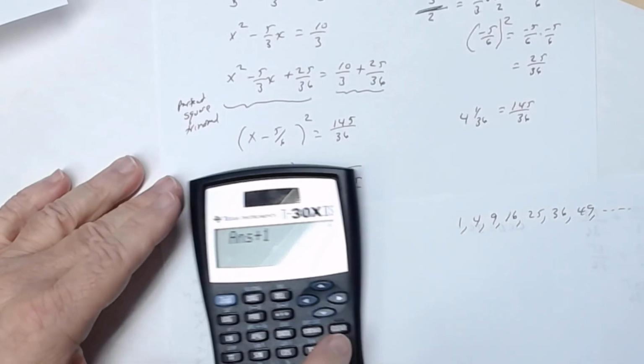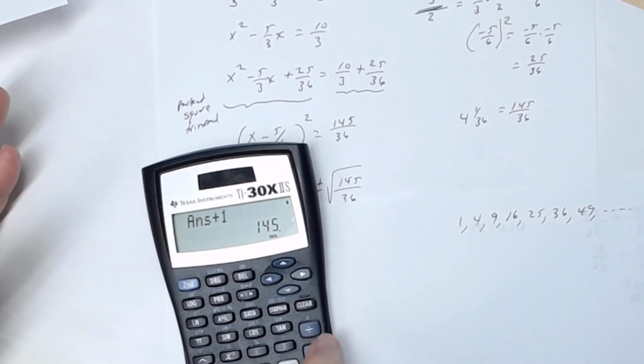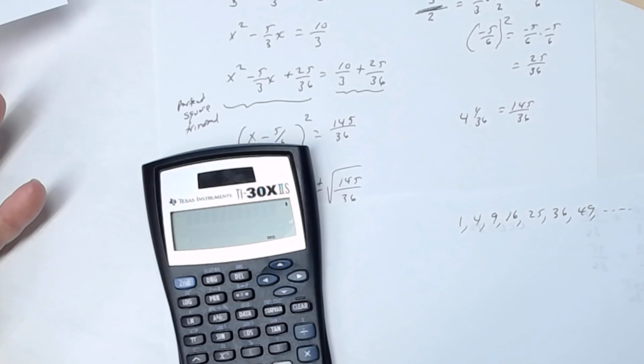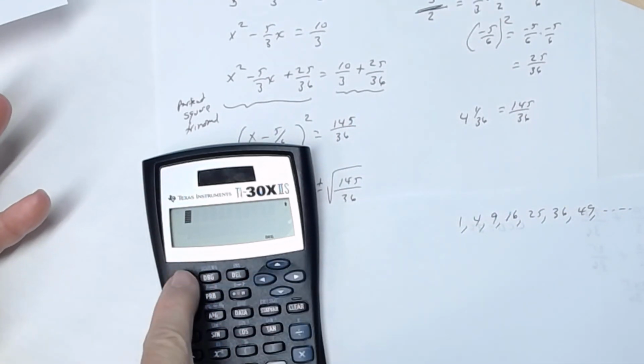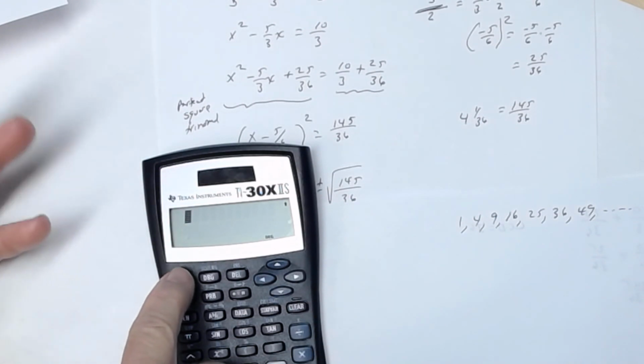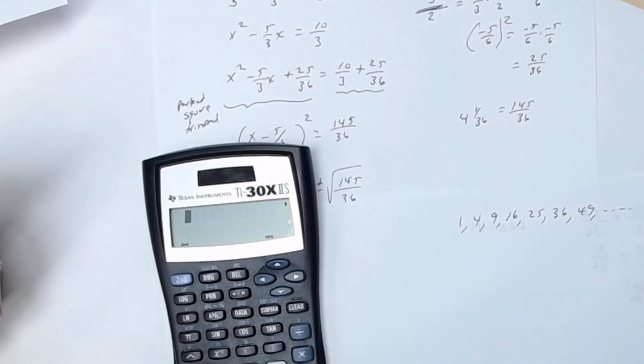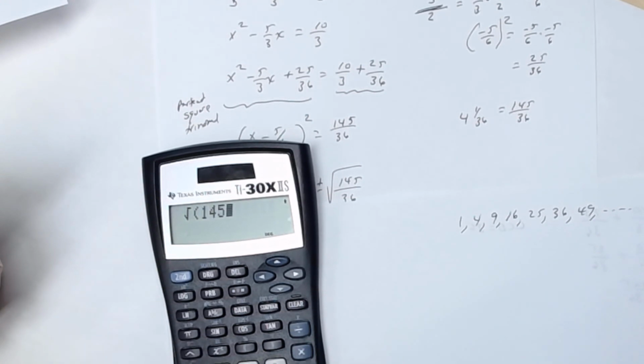145, well, first of all, is 145 a perfect square? So that's what I would always check first, especially if this is a big number right here. So I would take the square root of that and see if I get a whole number. So the square root of 145, let's see if that's a whole number. And it is not. So 145 is not a perfect square because I get a decimal.